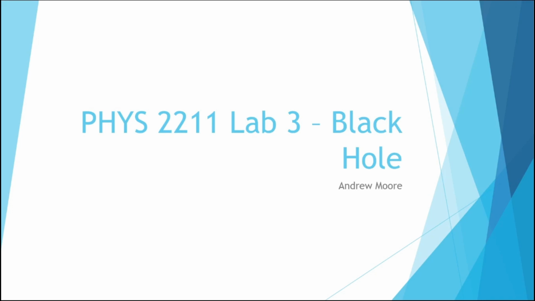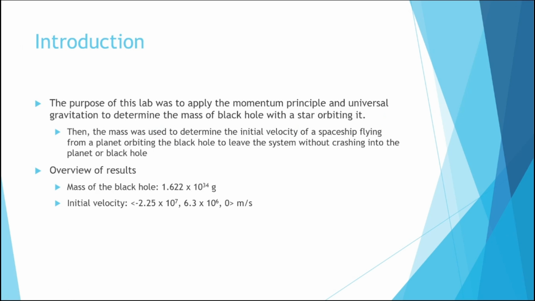This is my Physics 2211 Lab 3 report about the black hole. In this lab, the purpose was to apply the momentum principle and the universal gravitation law to determine the mass of a black hole with a star orbiting it. Then we used the mass to determine the initial velocity of a spaceship flying from a planet orbiting the black hole to leave the system without crashing into either the planet or the black hole.